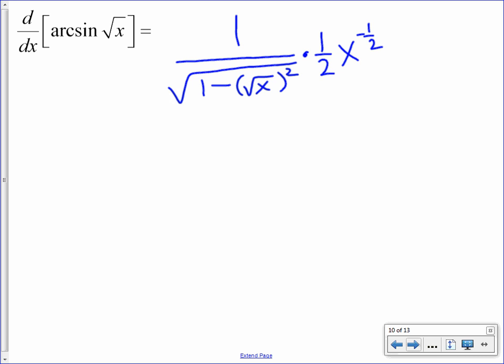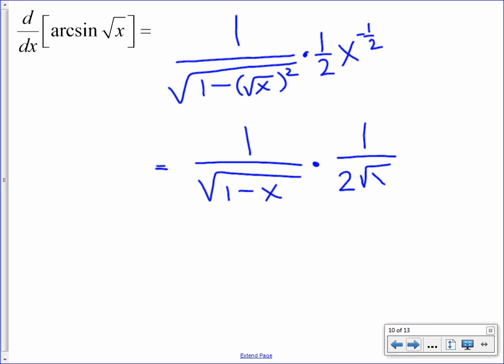The derivative of the square root of x, which is just x to the 1/2, would be power rule, 1/2 x to the -1/2. So what we have is 1 over the square root of 1 minus x times, this just means 1 over 2 radical x. Do you agree?